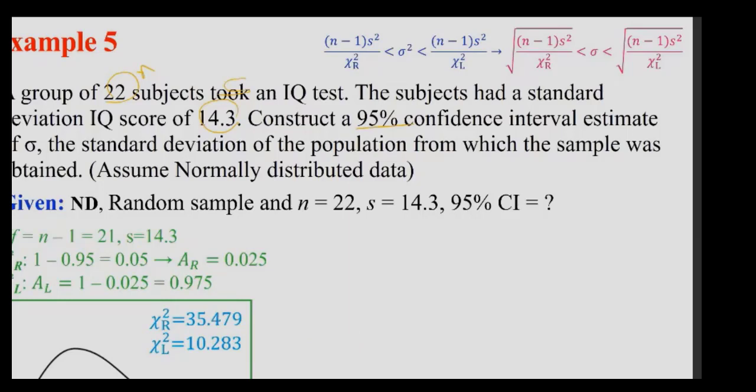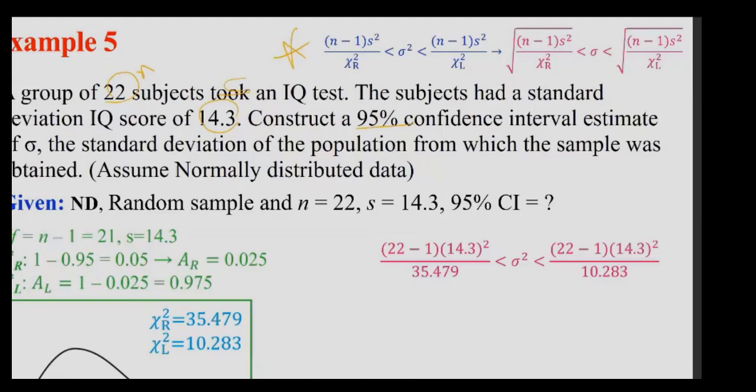All right, so we have the chi-squared of the right and left. We use this formula at the very top in blue: n minus 1, or 22 minus 1, or 21, times s squared, which is 14.3 squared, divided by chi-squared of the right, we just came up with 35.479. And the right side of the interval is the same thing, divided by chi-squared of the left, which is 10.283. It's just a simple calculation.